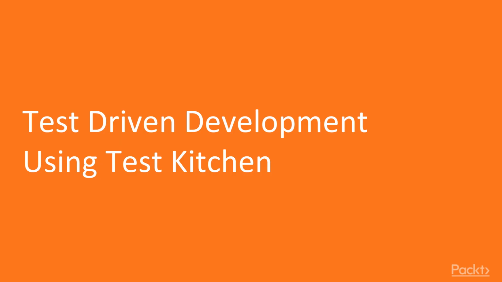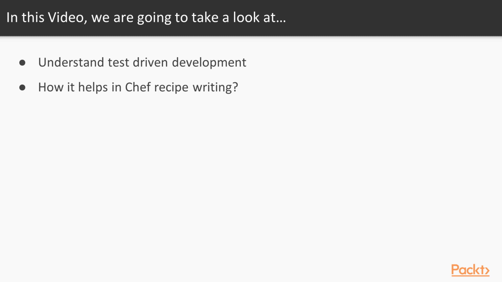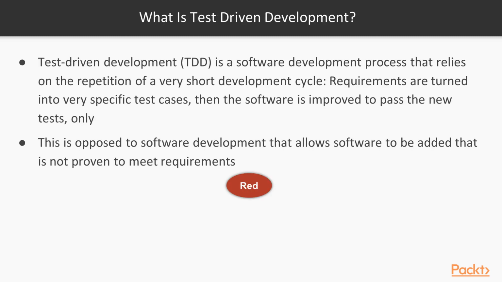This is the first video of this section in which we will try and understand what exactly is test-driven development. So what is test-driven development? Test-driven development, or TDD, is a software development process that relies on the repetition of a very short development cycle. Requirements are turned into very specific test cases, then the software is improved to pass the new tests only. This is opposed to software development that allows software to be added that is not proven to meet requirements.